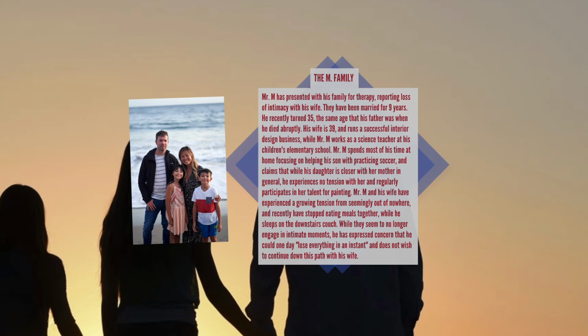Mr. M reports spending most of his time at home focusing on helping his son with soccer practice, and claims that while his daughter is closer with their mother in general, he expresses no tension with her and regularly participates in her talent for painting. Mr. M and his wife have experienced a growing tension from seemingly out of nowhere, and recently have stopped eating meals together. He sleeps on the couch downstairs. While they seem to no longer engage in intimate moments, he's expressed concern that he could one day lose everything in an instant and does not wish to continue down this path with his wife.